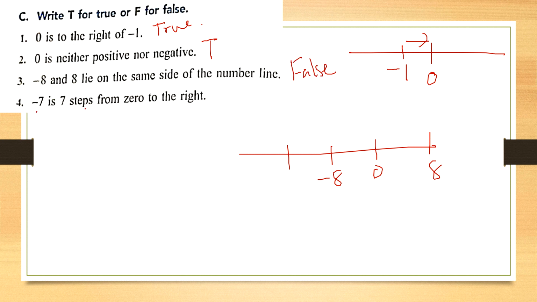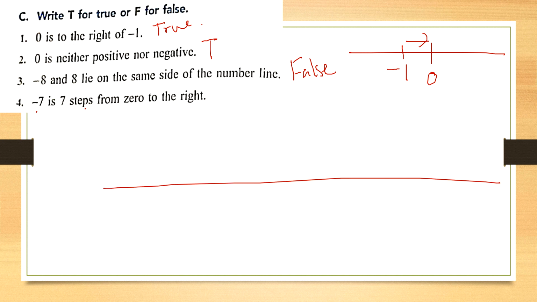Minus 7 is 7 steps from 0 to the right. Now this is a really nice question, and to understand this question, let's make the number line. That is the number line. They are talking about minus 7, so let's concentrate on minus 7. So that is 0, minus 1, minus 2, minus 3, minus 4, minus 5, minus 6, minus 7. So here they are saying it is 7 steps from 0. Now we have to make the steps.